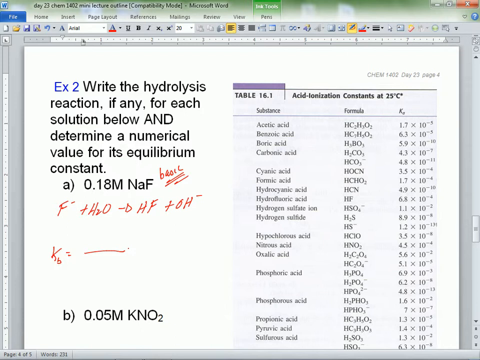Remember how to get Kb? Kb is Kw divided by Ka, right? Because Kw is Ka times Kb. So Kb would be Kw over Ka. Is that right? That's what it looks like.